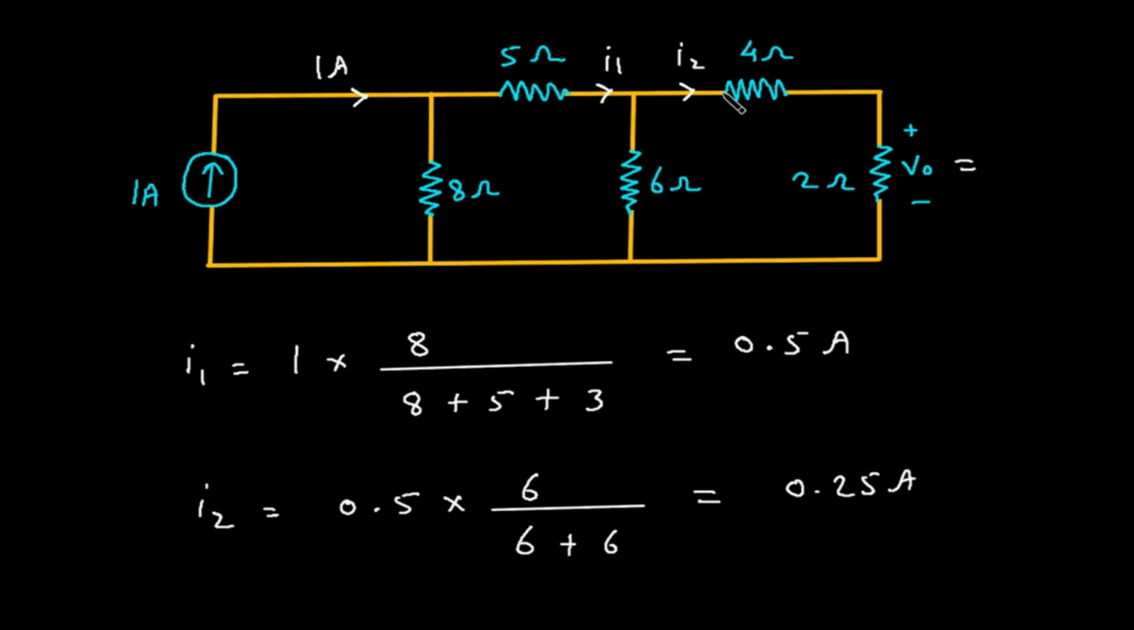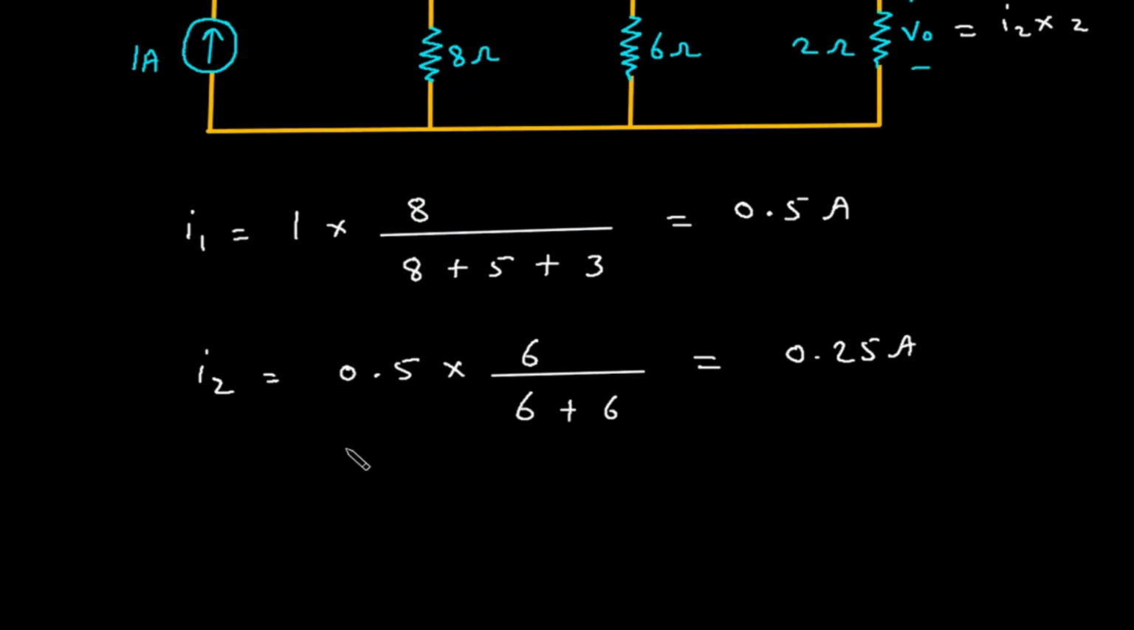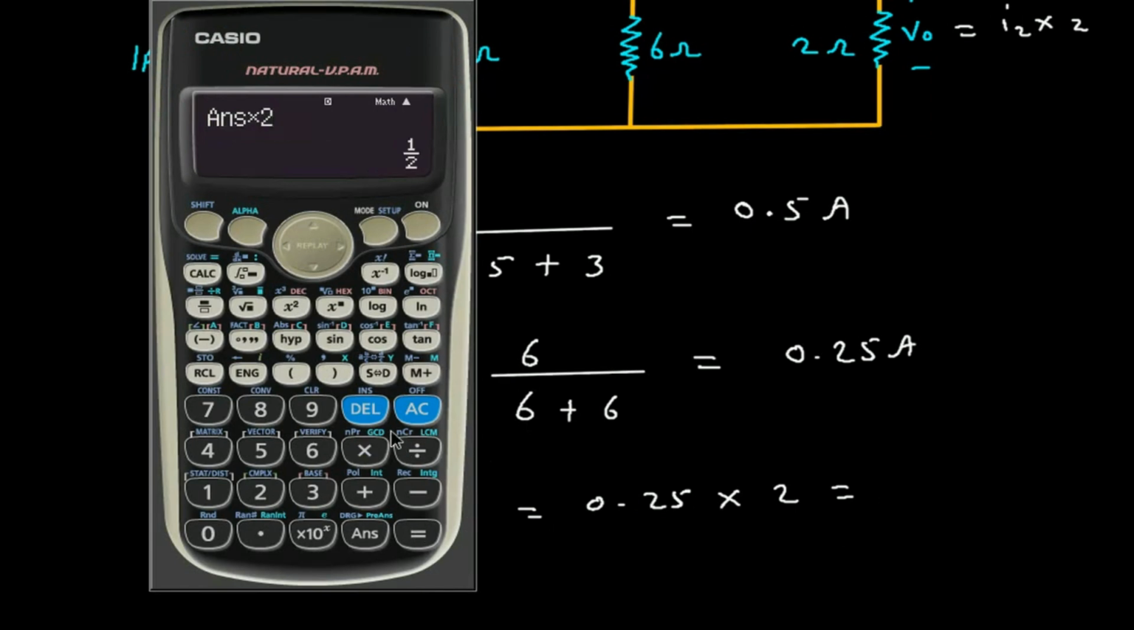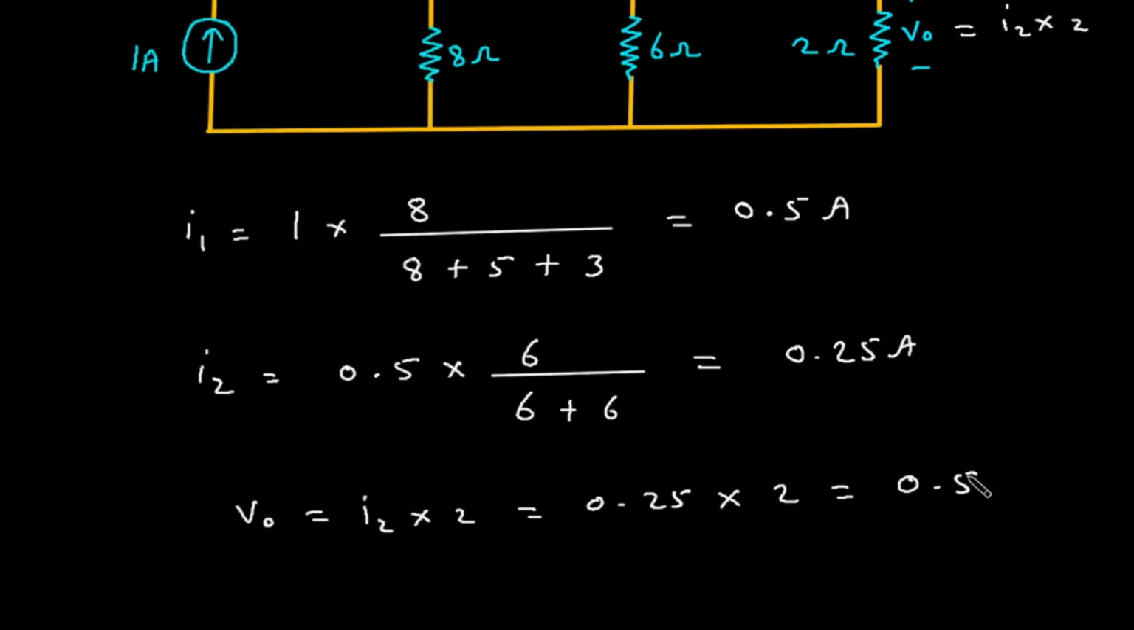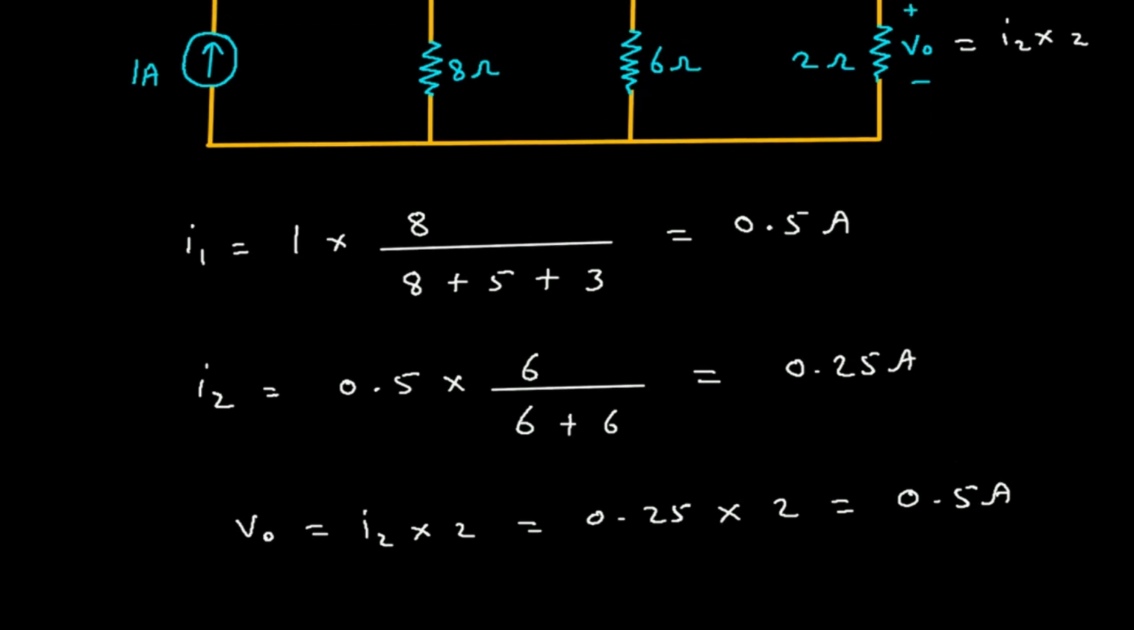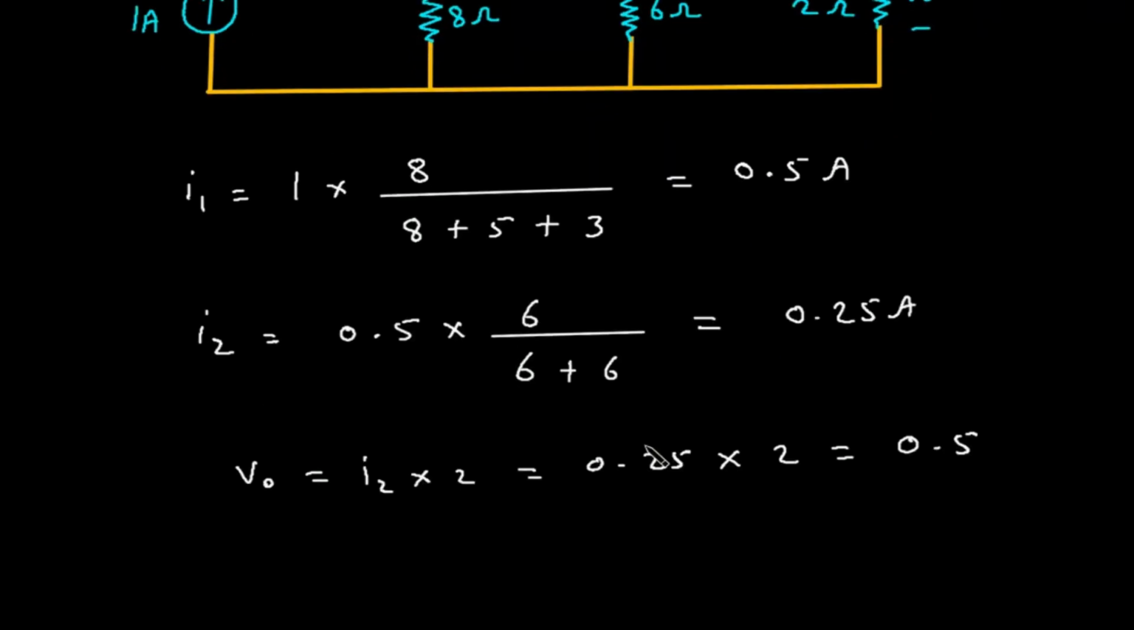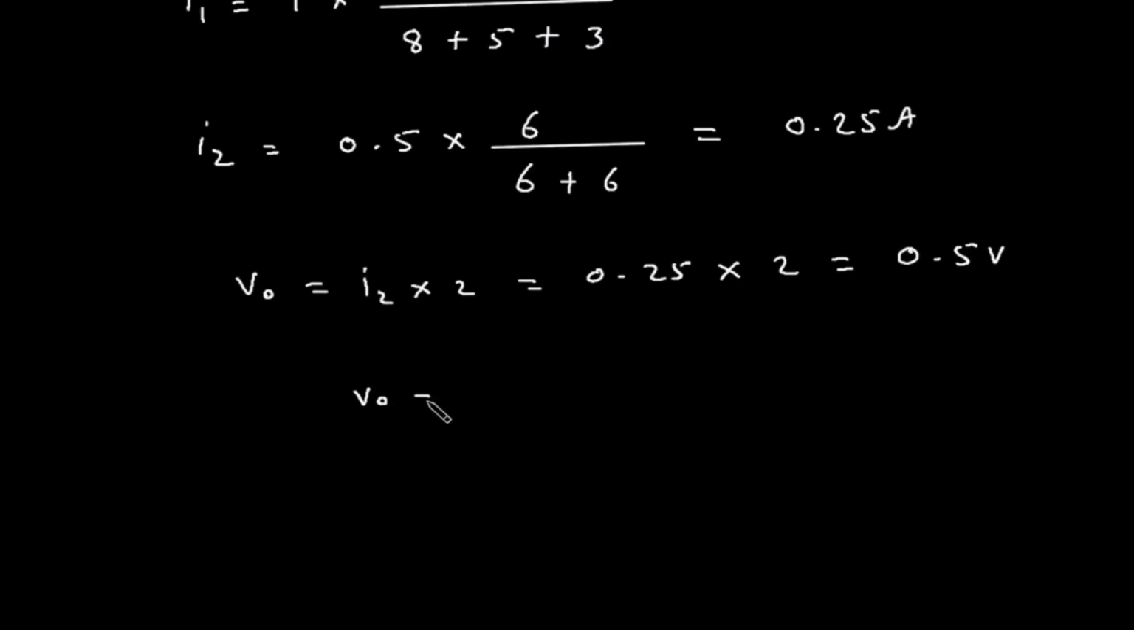So from this we can find the value of VO. VO is equal to I2 into 2 ohm. So VO is equal to I2 into 2. So 0.25 into 2 is equal to 0.5. Not ampere, the unit of voltage is volt. So VO is equal to 0.5 volt.